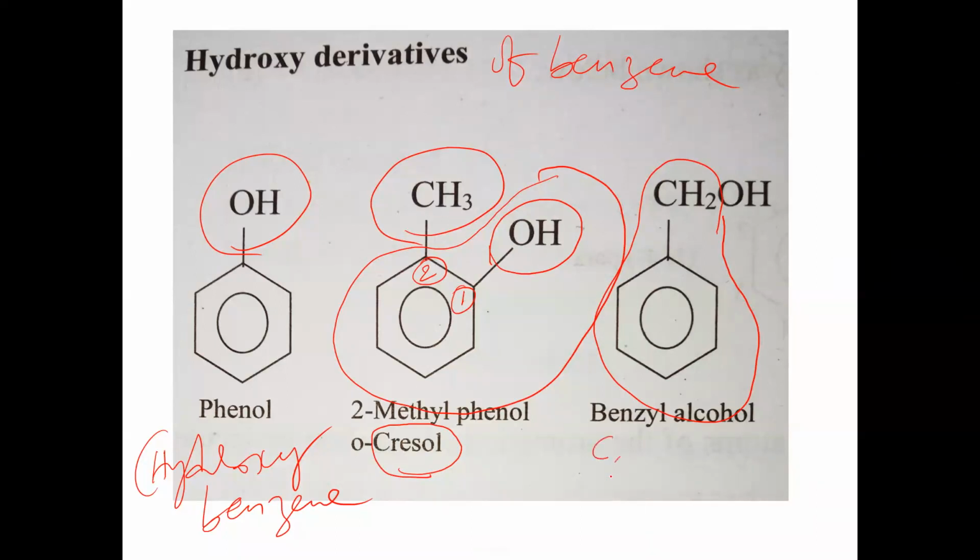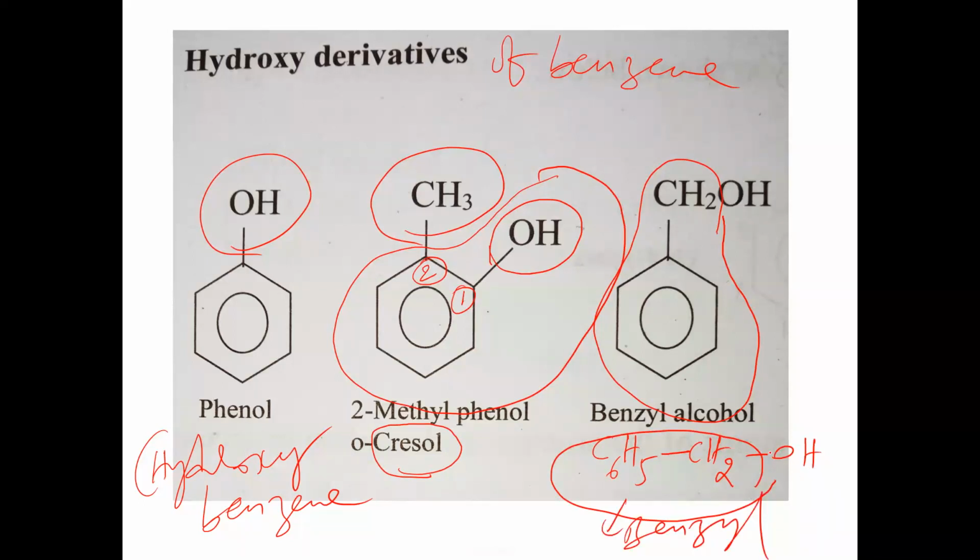How to write this one? C6H5-CH2-OH. This is the benzyl group, so this is benzyl alcohol. Benzyl alcohol and ortho-cresol are hydroxy derivatives of benzene compounds. Benzene and benzene derivatives. Let's take a screenshot of this.